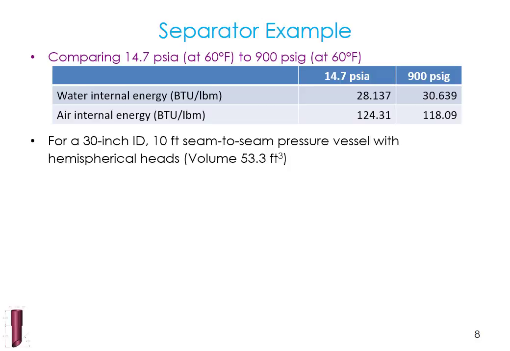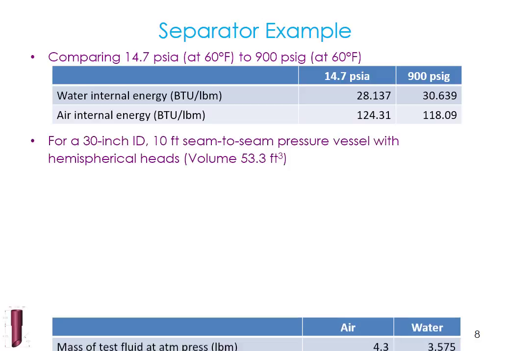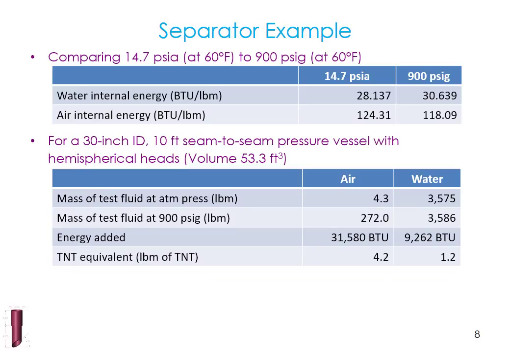So for a 30-inch inside diameter, 10-foot seam-to-seam pressure vessel with hemispherical heads, the volume of this vessel is about 53.3 cubic feet. The mass of test fluid at atmospheric pressure with air is about 4 pounds. About 3,575 pounds of water. The mass of the test fluid at test, air goes up to 272 pounds. So I have to add a lot of air. The water just goes up a tiny bit.